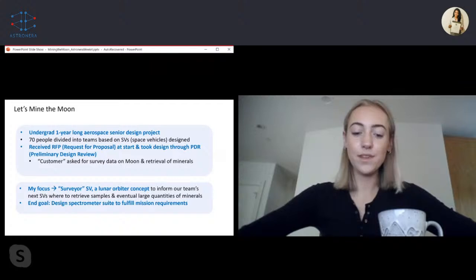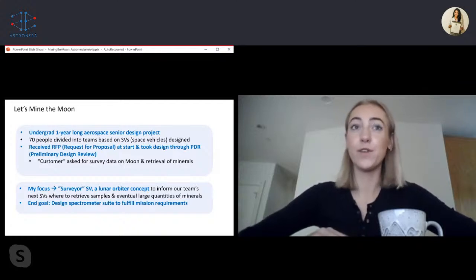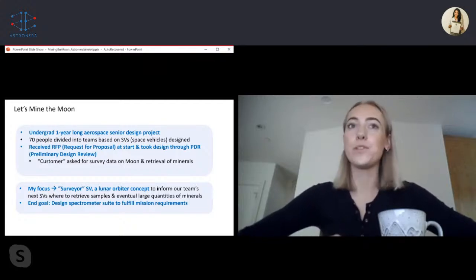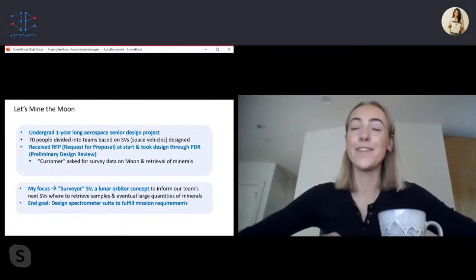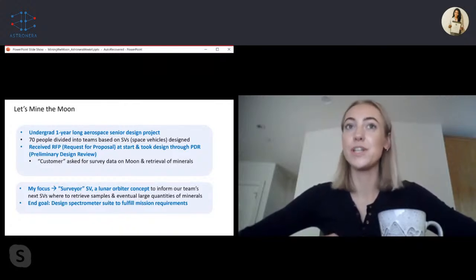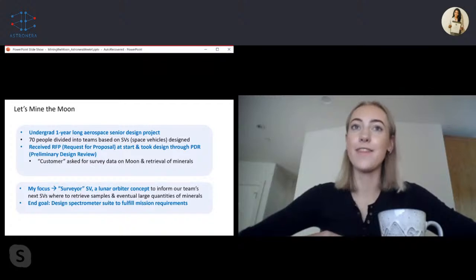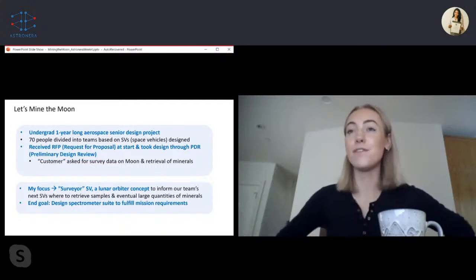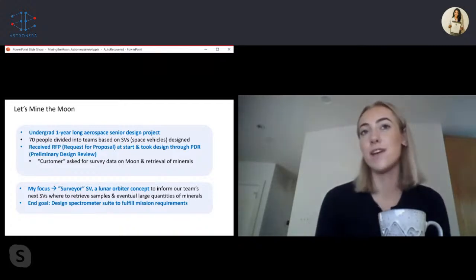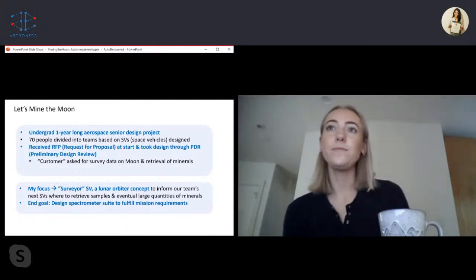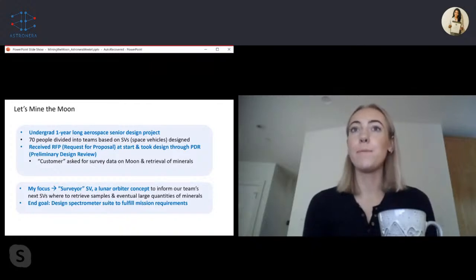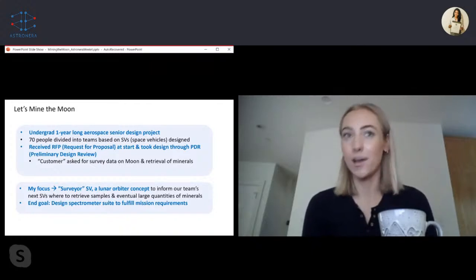And as part of the simulation, as part of preparing ourselves for the aerospace industry in the future, we had a fake customer that gave us an RFP, which is a request for proposal. This is also commonly used in industry, where you receive an RFP from a customer, and then you make a proposal to see if they like your concept design for the satellite you're designing. And then we took this design through PDR, or preliminary design review.